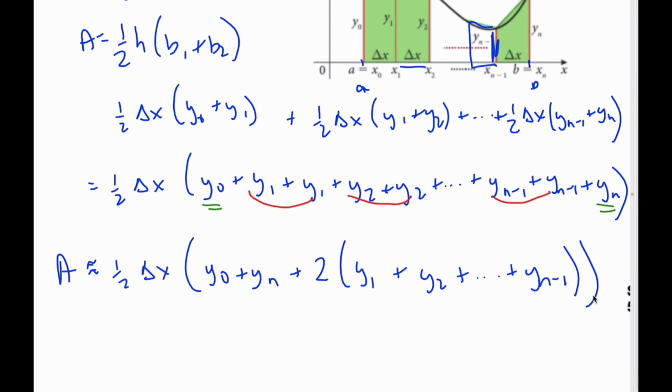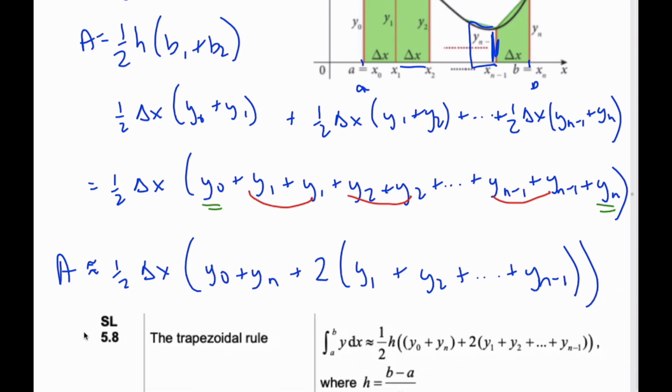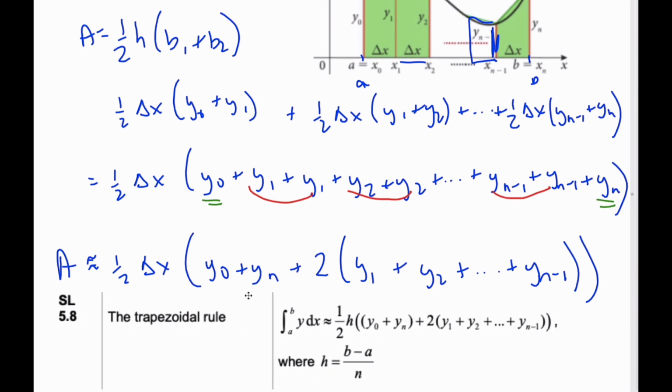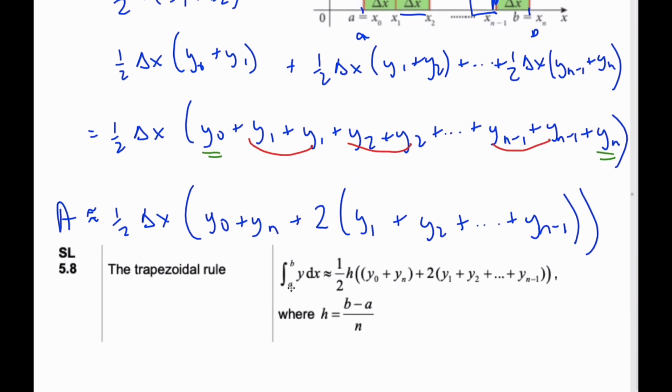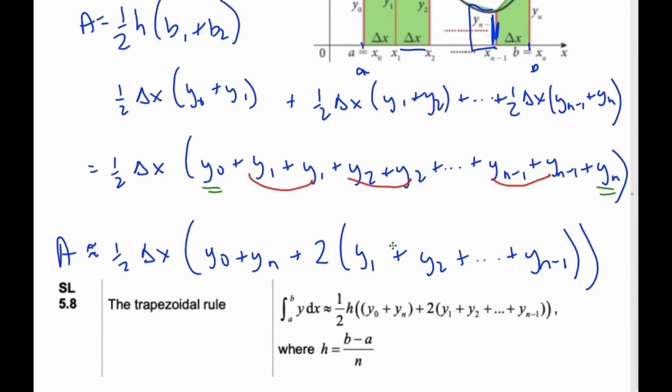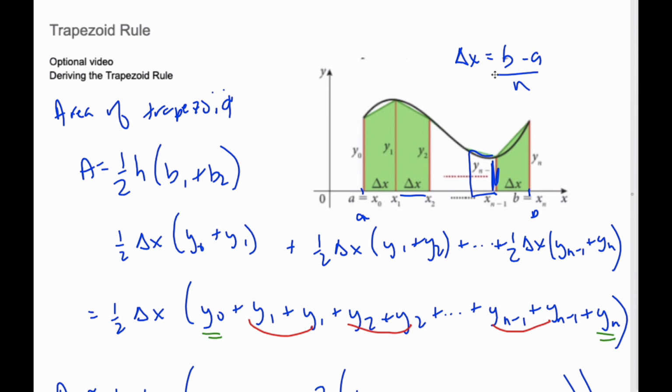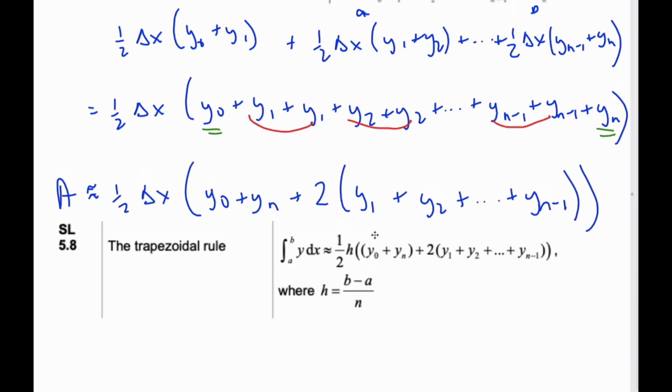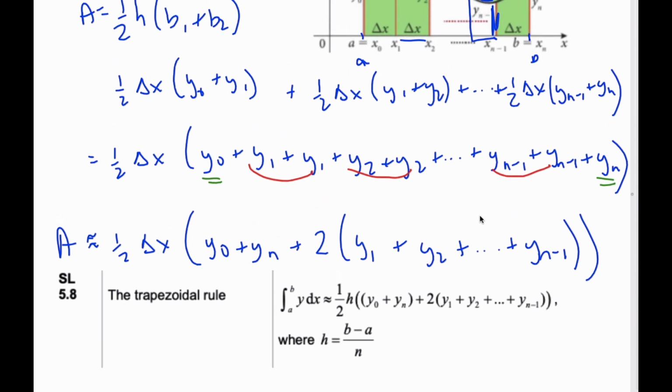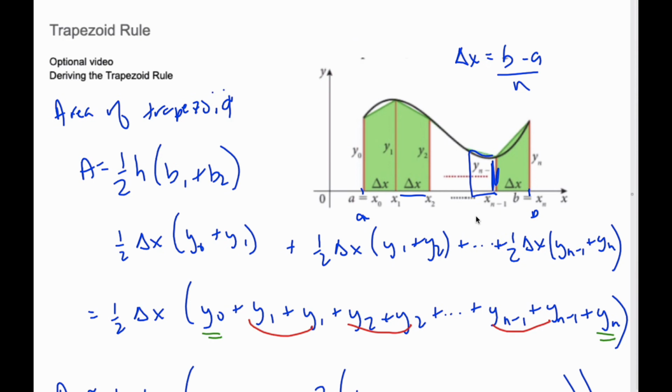And if we look in our formula booklets, this is what our formula booklets say. The area underneath the curve is equal to half the height, which is my delta x, times this calculation here: the first and the last value, plus 2 times all the other ones going through. So that is how the trapezoid rule is derived.